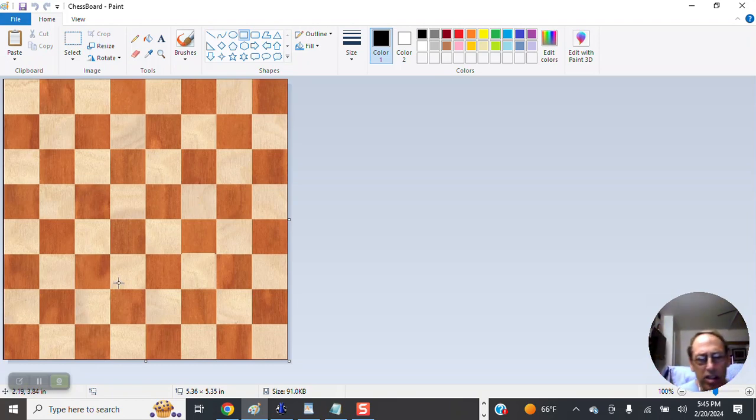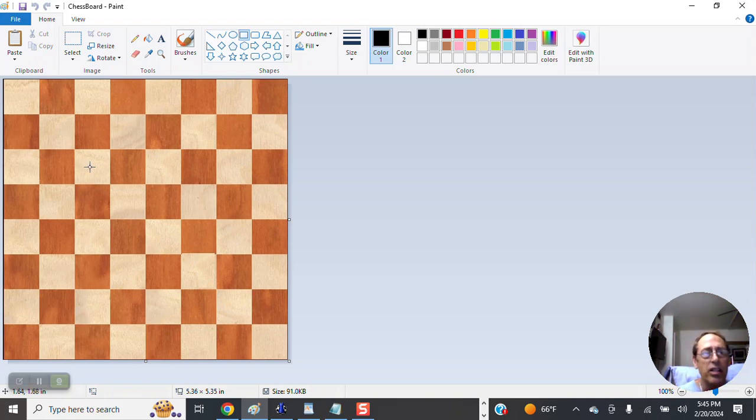For example, H1. H is the 8th letter of the alphabet. 8 plus 1 is equal to 9. 9 is an odd number, and look, it's a white square. Look at E2. E is the 5th letter of the alphabet. So 5 plus 2 is 7. 7 is odd, so E2 is a white square. D4. D is the 4th letter of the alphabet, and so we have 4 plus 4 is 8. Even number, dark square. So what square is this one?